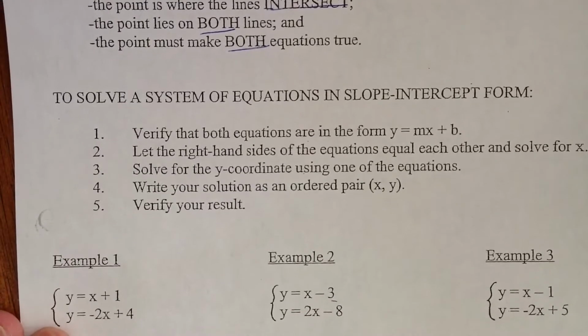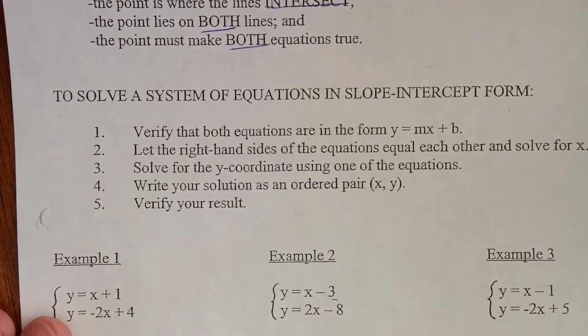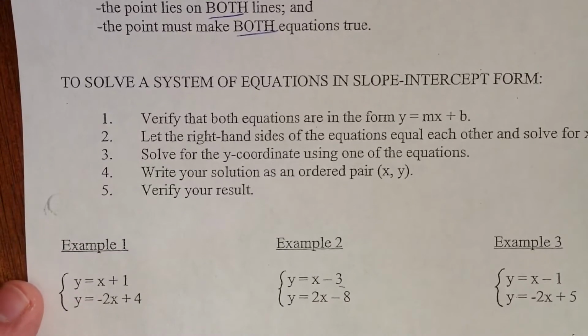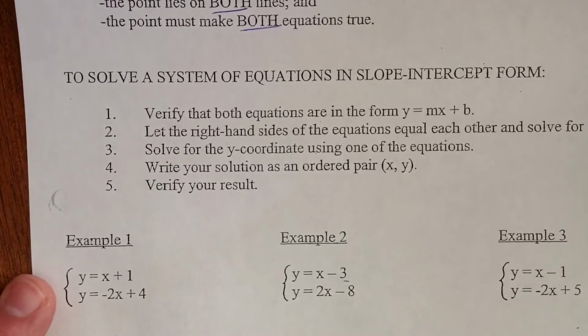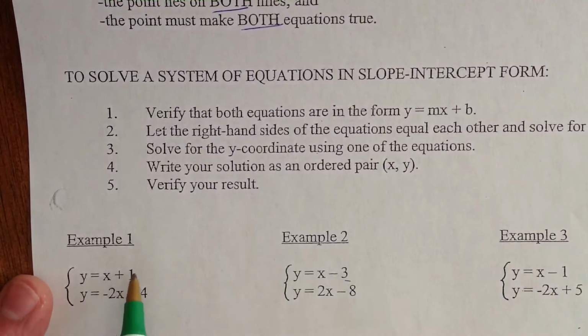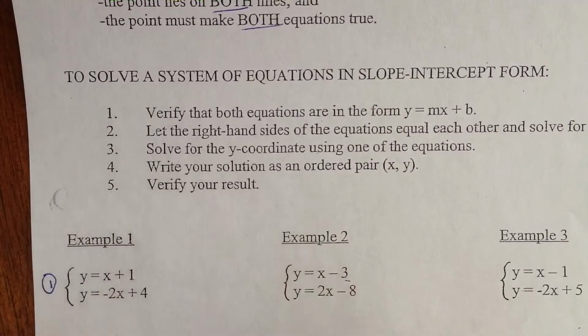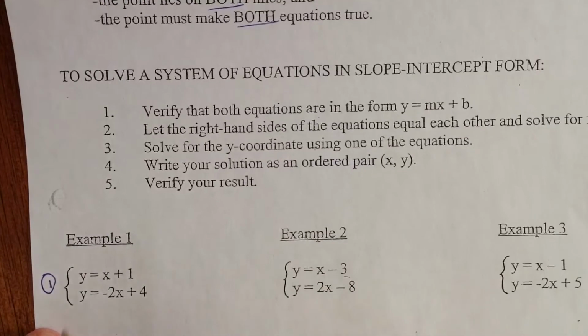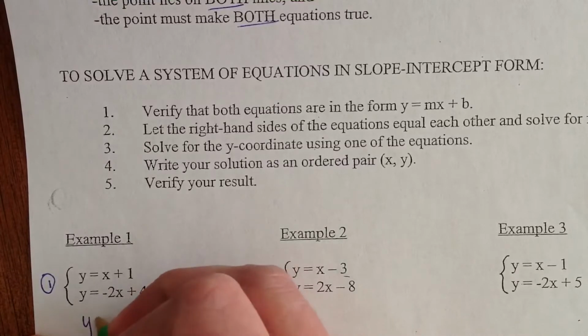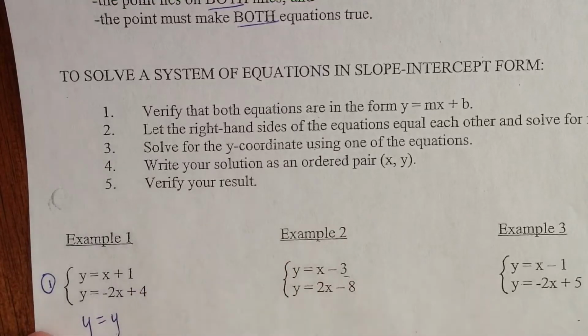So in example 1, number 1, we verify that both equations are in the form y equals mx plus b. Well, I have y equals x plus 1 and y equals negative 2x plus 4. They are indeed in slope-intercept form. Now, what we can say here is that since y equals x plus 1 and y equals negative 2x plus 4, y equals y.